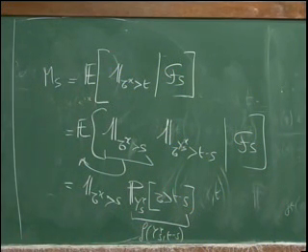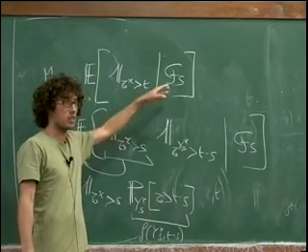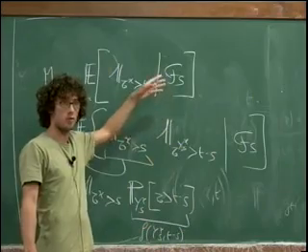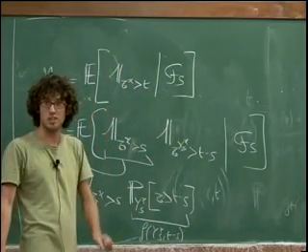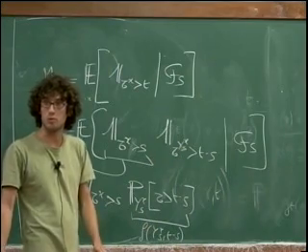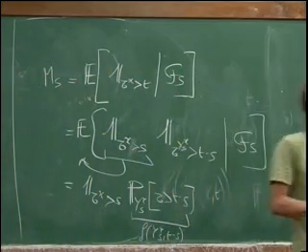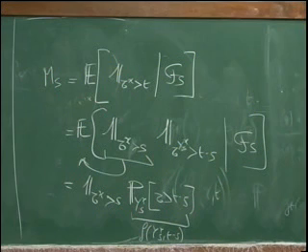So this is M_s. Because M_s is a conditional expectation with respect to a filtration of some random variable, it's a martingale automatically. You have nothing to prove. So this is a martingale. And I'm sorry, I know that I'm going too fast, but the thing is, I don't have a lot of time anymore.